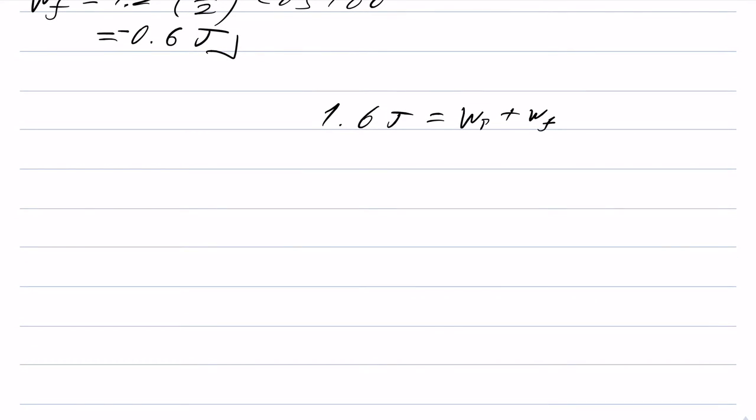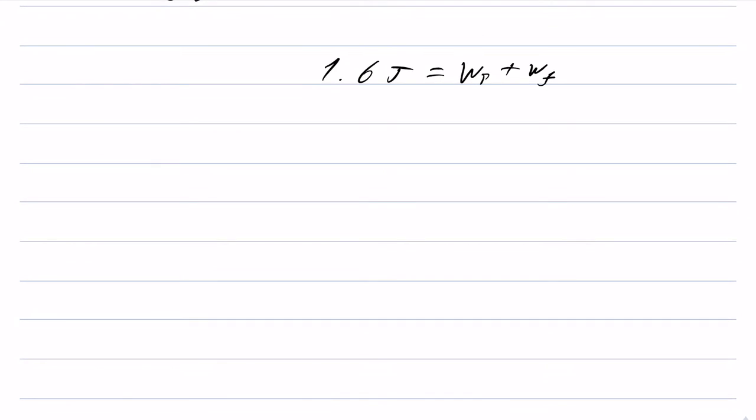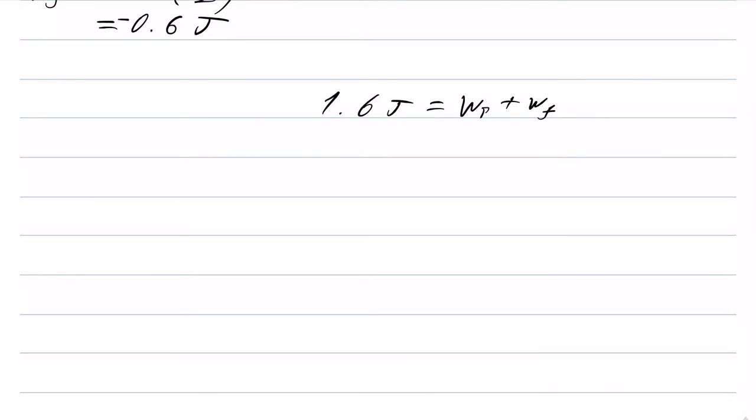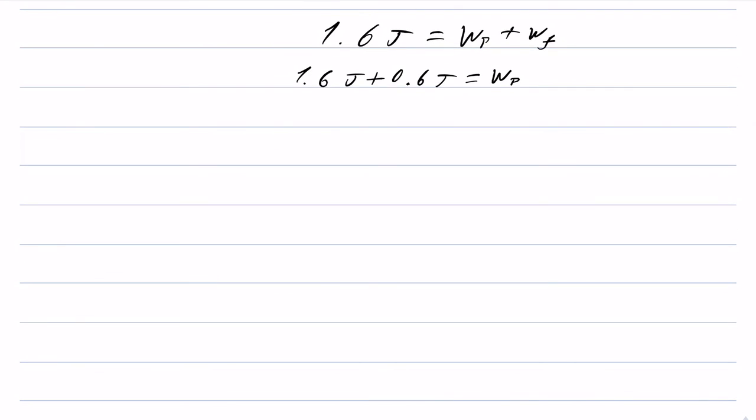Now what we can do, using simple algebra, is isolate the work done by P, and we get our final answer by doing that. So we do 1.6 joules minus, well, not minus, because this is the work done by friction, which is negative already, so it will go to the other side as positive. So it will be 1.6 joules plus 0.6 joules, which is the work done by friction. And by that we isolate the value of work done by P. We add these two and we get that the work done by P is equal to 2.2 joules, and that is going to be our final answer.